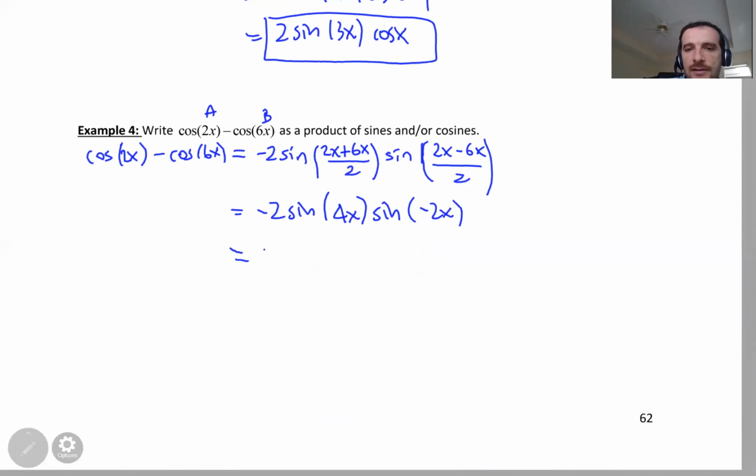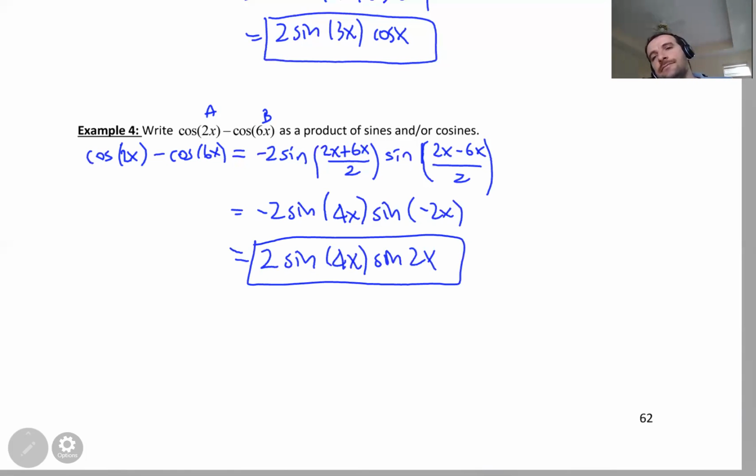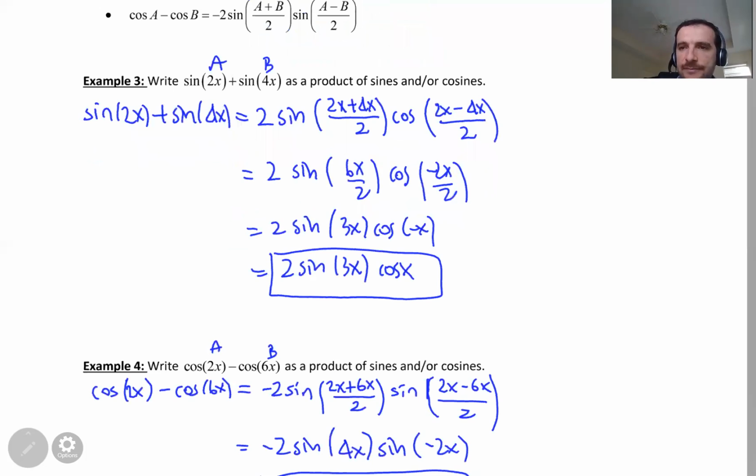Lastly, we know that sine cannot eat minus inside the parentheses, so it needs to pull it out. And we can just pull it out all the way here. So it will be minus minus, so those minuses will cancel out each other. So 2 sine of 4x times sine of 2x, okay? All right, cool. Let's look at the next example.